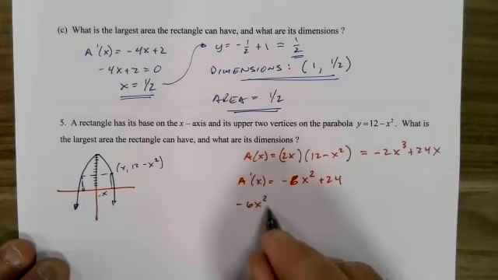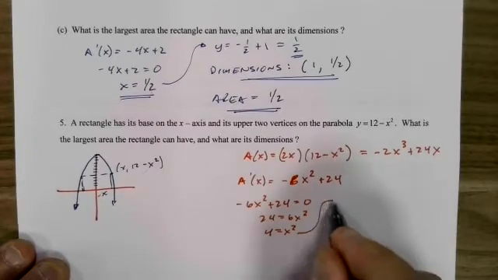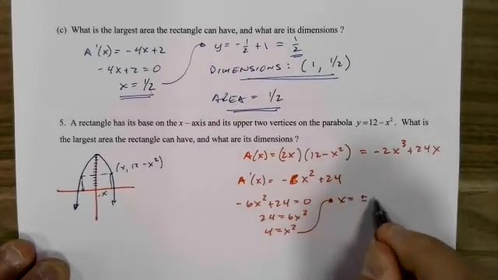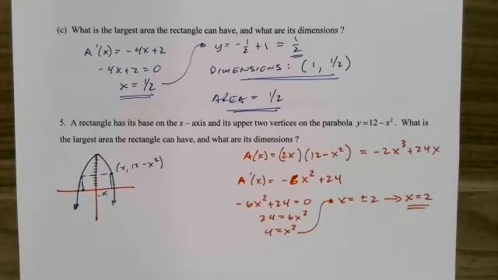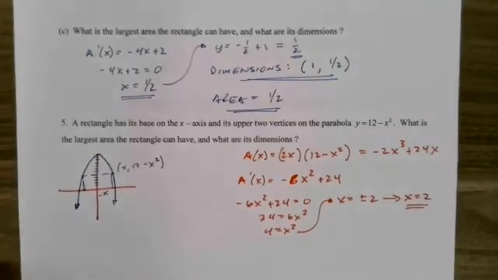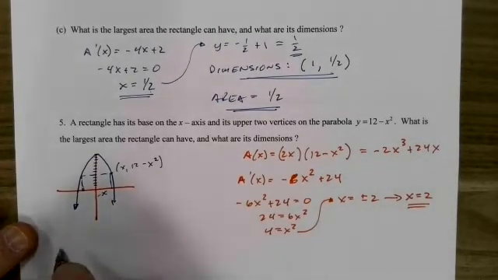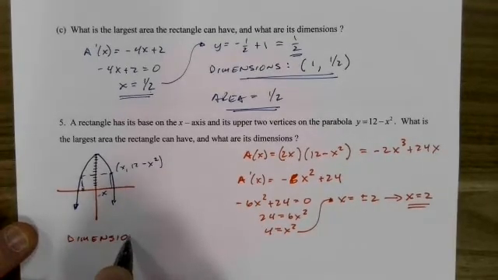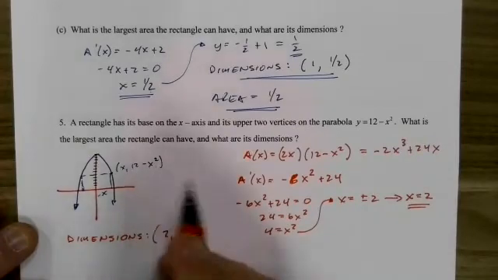Negative 6x squared plus 24 equals 0. 24 equals 6x squared, 4 equals x squared. X equals plus or minus 2. We only want the positive because the negative doesn't mean anything in this context. X equals 2. So what are its dimensions? Dimensions, 2 comma 12 minus 2 squared is 4, 8.